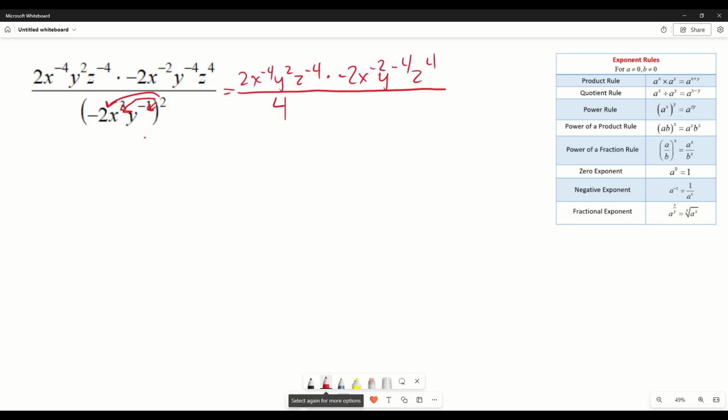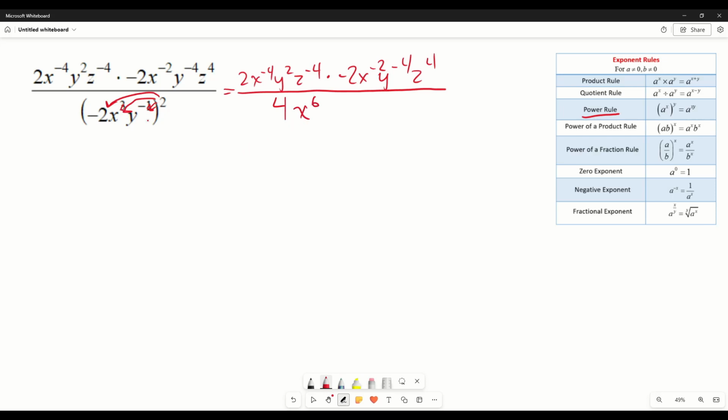Next, we have x cubed to the second, x cubed squared. Okay, when we have this, we're going to have to use the power rule. The power rule says that we have a to the x power to the y power. So we're going to multiply both of the exponents, x times y. This is what we're going to do for this. So 3 times 2 is going to be x to the 6th power.